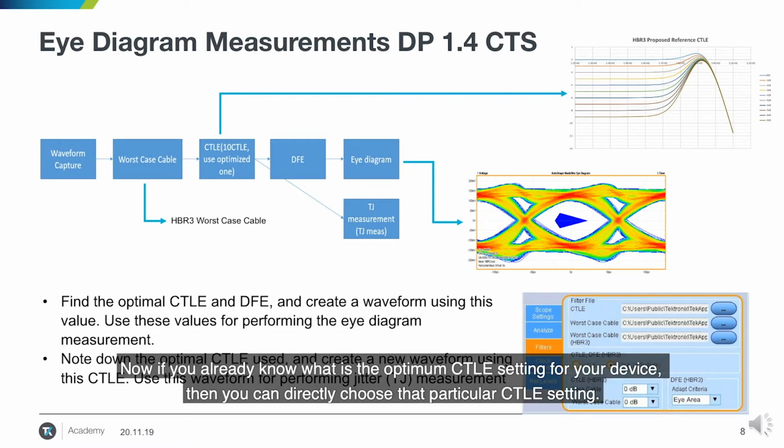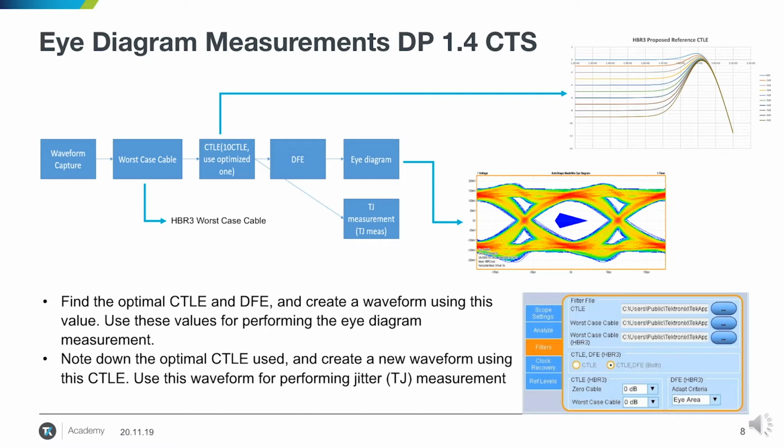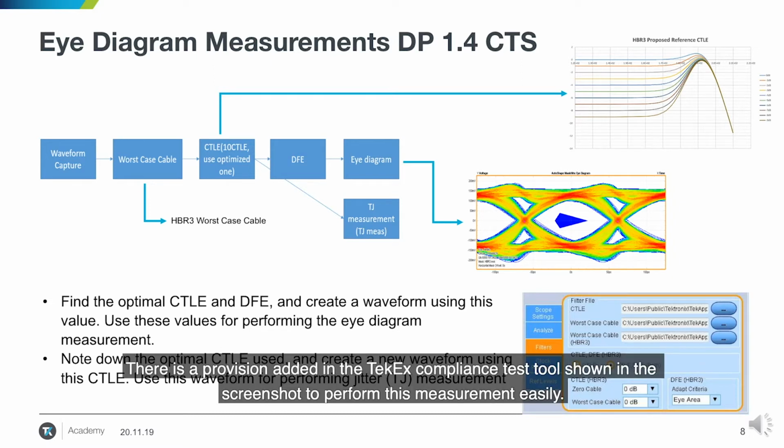Now, if you already know the optimum CTLE setting for your device, then you can directly choose that particular CTLE setting. Once you have the optimum CTLE setting determined, you apply the one-tap decision feedback equalizer as defined in the specifications and generate the final eye diagram as shown here. There is a provision added in the compliance test tool shown in the screenshot to perform the measurement easily.